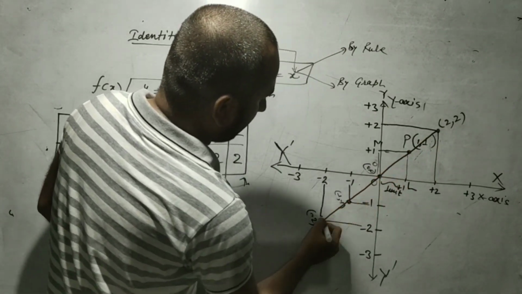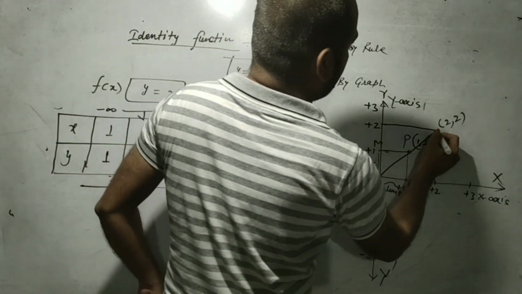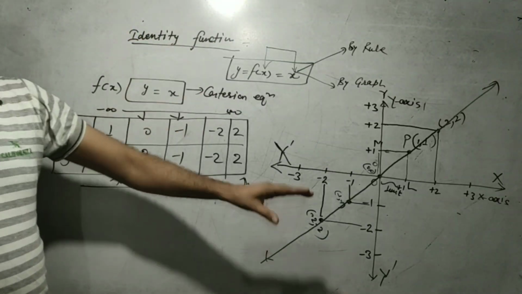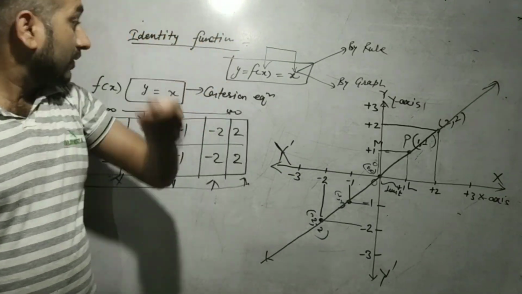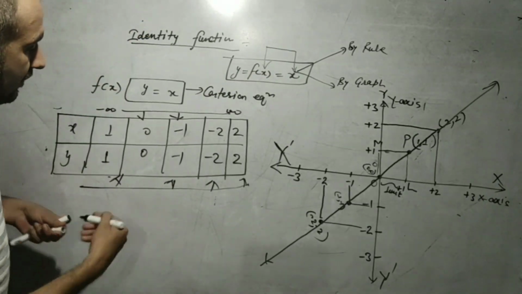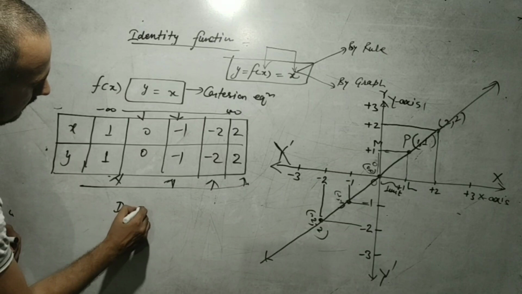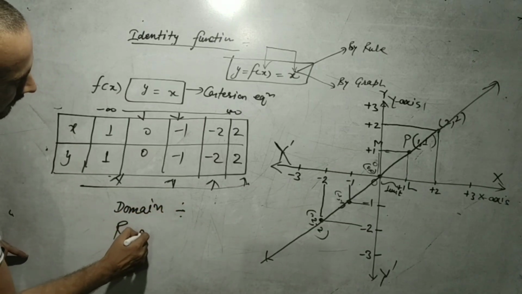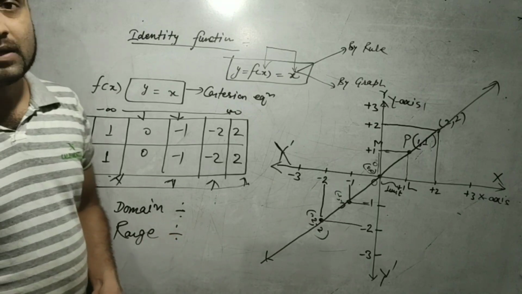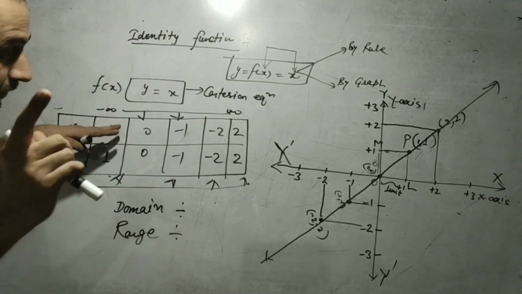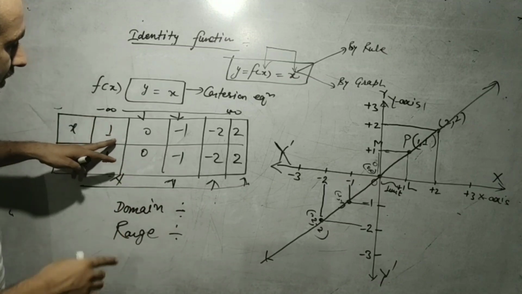Now students, see here. This is the graph of the identity function. It's a straight line. So now let's start. What is the domain of this function, and the range of this function? What is the domain? The set of values of x for which the function is defined.